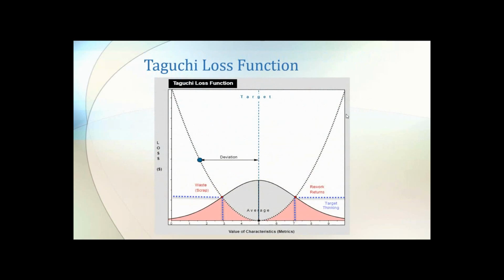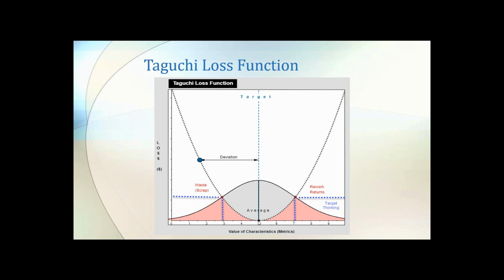Okay, so here's the Taguchi loss function. As you can see here, you have an inverted parabola that goes up like this, and then down here you have a normal distribution. This inverted parabola shows the loss of resources and money due to poor quality. Optimum quality is defined basically as the bottom of this trough here.